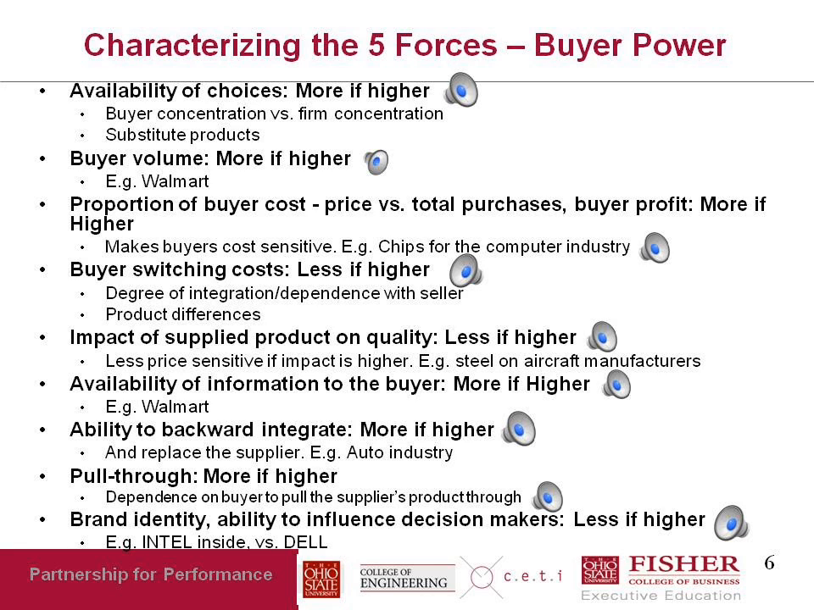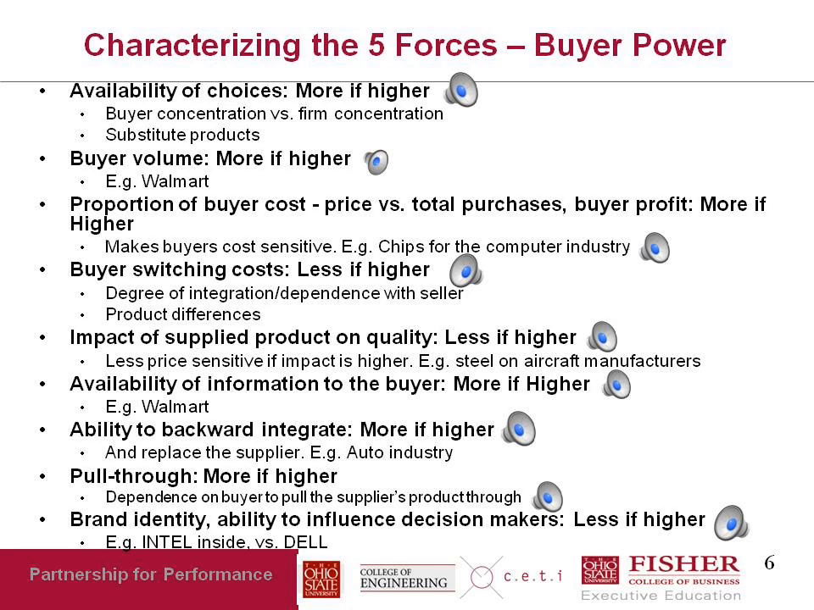The second characteristic that affects buyer power is the volume that the buyer buys from the supplier. If the volume is high, then the buyer is likely to have more power. So for example, Walmart buys a lot from each of its suppliers. And therefore, the buying power of Walmart is likely to be very high because the seller is dependent upon Walmart for such a large proportion of its sales.